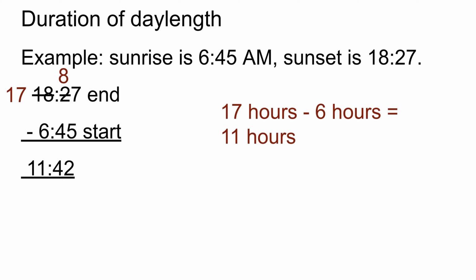So if the sunrise is 6:45 a.m. and the sunset is 6:27 p.m., or 18:27 hours, then the day length is 11 hours and 42 minutes. I think it's the borrowing that seems to mess up people, and calculators can't borrow if they need to. They'll borrow using base 10 and your answer is going to be wrong. So we've got math by hand.